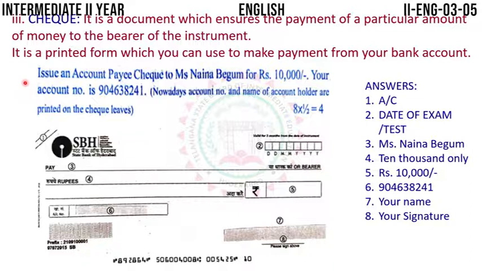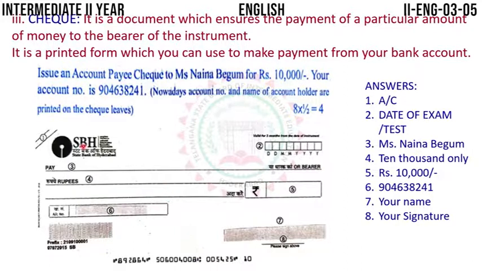So there is a question here. To issue an account payee check to Miss Naina Begum for rupees 10,000 and your account number is 90463841. Nowadays you can see account number and name of the account holder which are printed on the check leaves. But the check form which is given here is of olden days. So there is no account holder name or account number here.